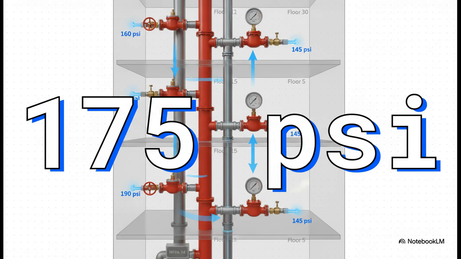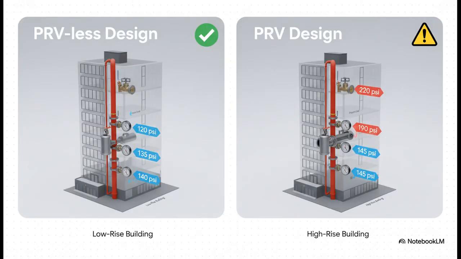And let me tell you, choosing the right PRV is just as important as knowing you need one in the first place. So this really creates two different ways to approach your design. For shorter buildings, you can often get away with a PRV-less system, where the pressures just naturally stay below that 175 PSI line. But once you start getting into high-rise territory, usually over 12 or 14 floors, a PRV design becomes absolutely mandatory. You have to do it to manage those pressures safely.